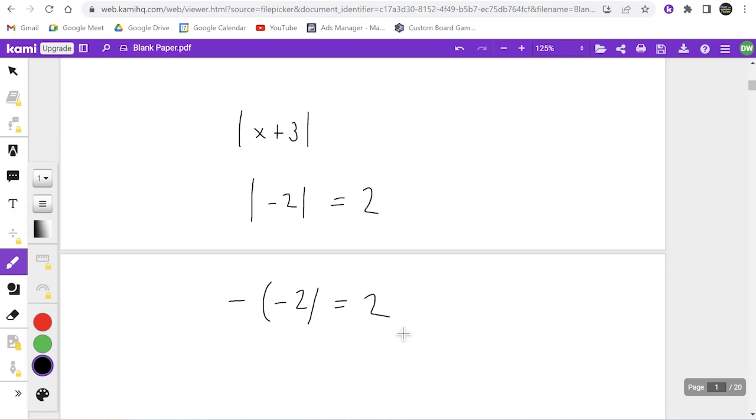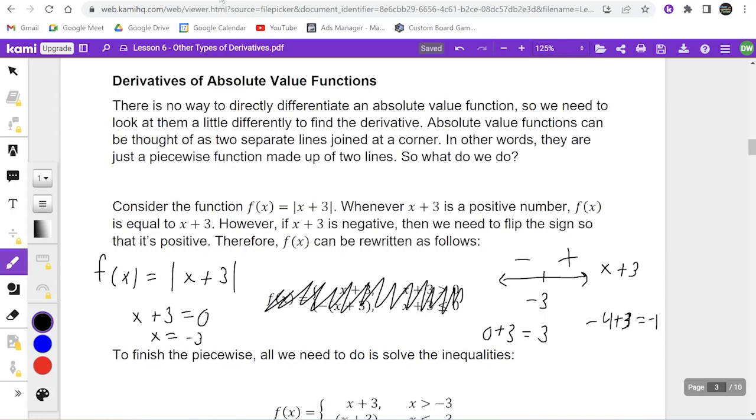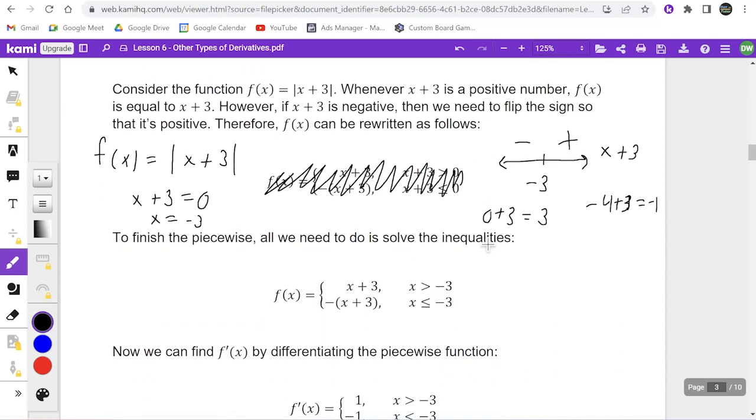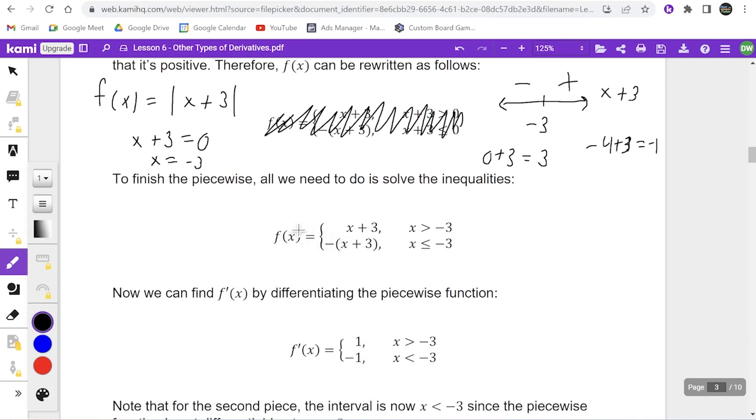What's the difference? It's because when I'm making my piecewise function, back on this page, look at this step right here. F of x equals x plus 3, no absolute value signs, when x is greater than negative 3. That's this portion of the graph right here where it's already positive. Then look at what they do for less than negative 3. For less than negative 3, it's the exact same function, except there's a negative sign in front, and that makes the result positive. Isn't that so cool?